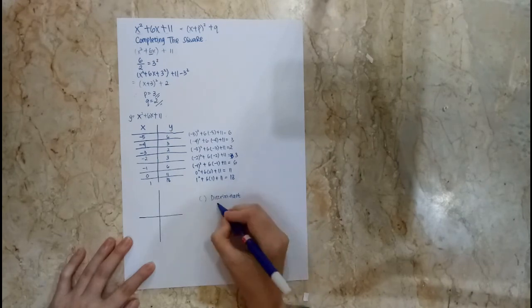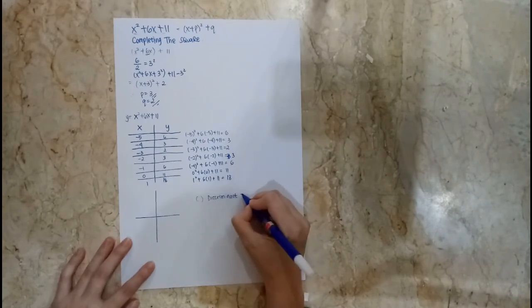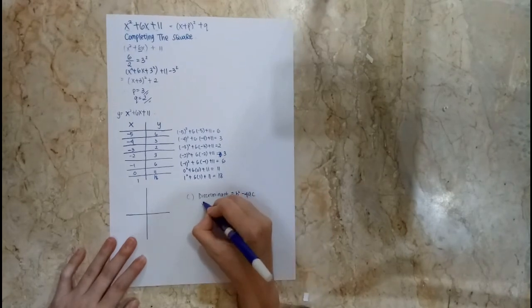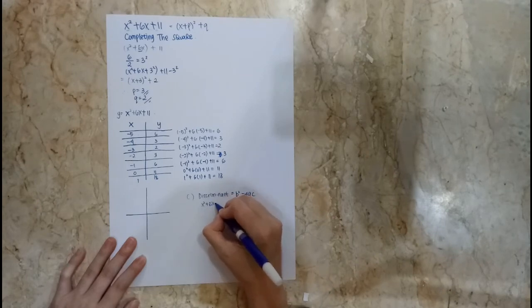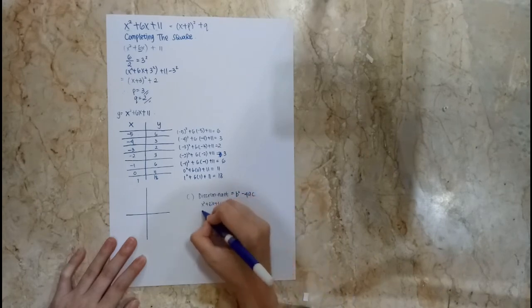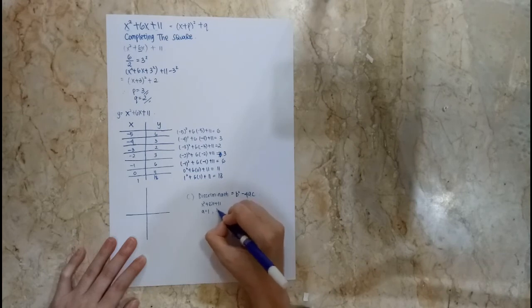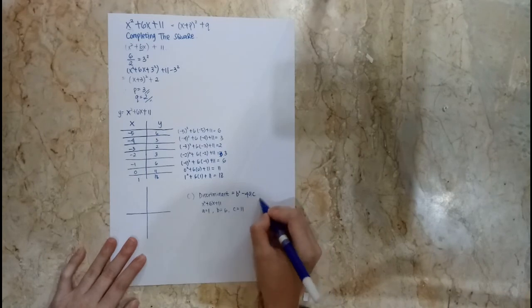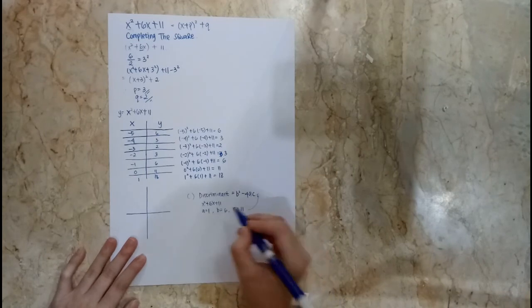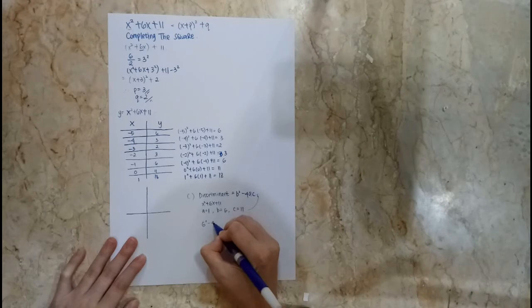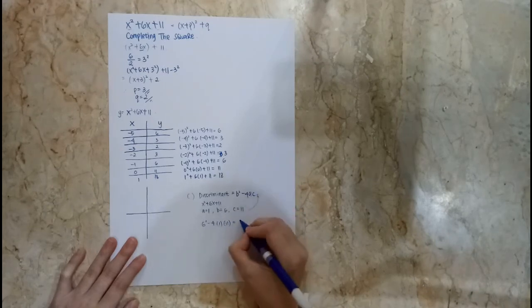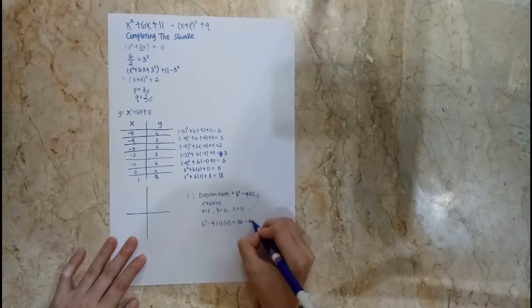Now we know that the formula for the discriminant is equal to b squared minus 4ac. So in the equation of x squared plus 6x plus 11, the a value is 1, the b value is 6, and the c value is 11. So we just need to compute this into the equation, which is 6 squared minus 4 multiplied by 1 multiplied by 11, equal to 36 minus 44, which is equal to -8.